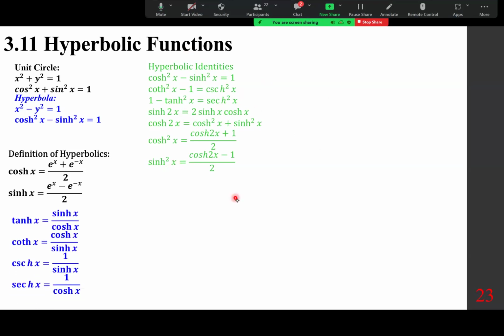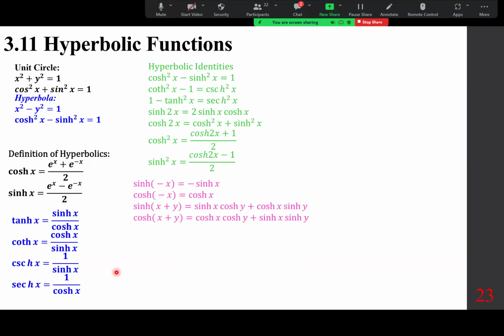The other identities are again similar to trigonometric functions. Remember, tangent is the ratio of sine over cosine, so hyperbolic tangent is sinh over cosh. Hyperbolic cotangent is cosh over sinh, or the reciprocal of that. Hyperbolic cosecant is 1 over sinh and hyperbolic secant is 1 over cosh. So these are very similar to trigonometric functions and definitions and identities.